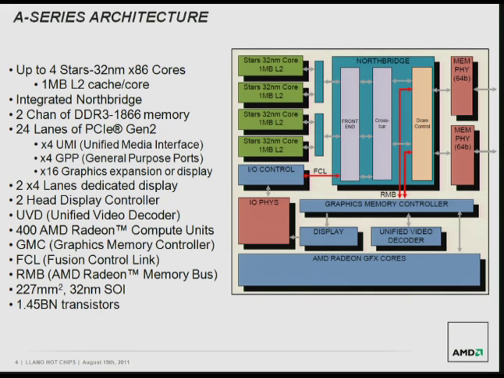We have two by four DisplayPort dedicated display links. We've got a two-head display controller. We have the UVD, the Unified Video Decoder multimedia acceleration engine. We have a graphics core, which contains the 400 AMD Radeon units, and I'll be talking further about that. The graphics memory controller services requests from the graphics core, from the unified video decoder, and from the display, and pipes them through to the north bridge and onto memory. And then I'm going to introduce two new internal buses: the Fusion Control Link, the FCL, which is this bus here, and the Radeon memory bus here, which is the graphics memory controller interface to the north bridge.